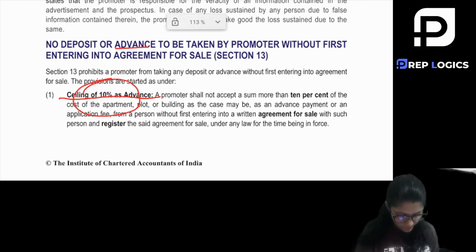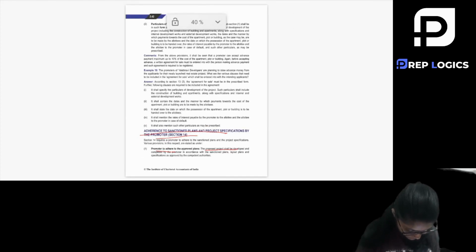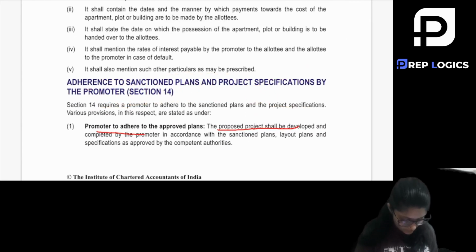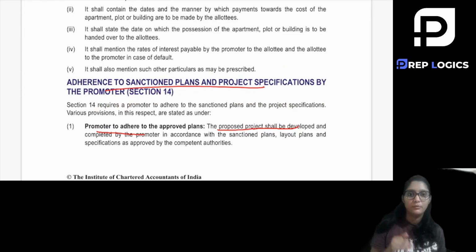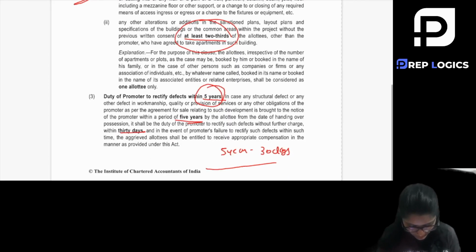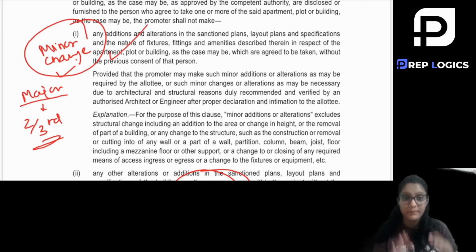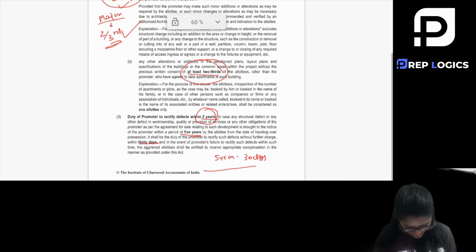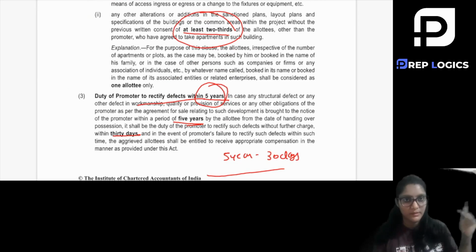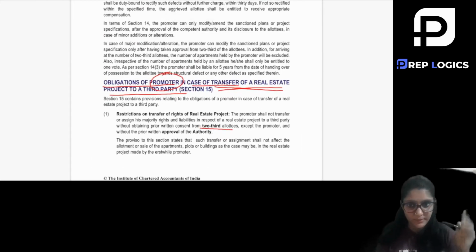Now, what is the ceiling on advance that can be taken? 10% ceiling is there, that okay, you can only take 10% as your advance. Now, the promoter needs to adhere to the plan. Whatever plan the promoter has given at the time of allotment, he needs to adhere to that plan as well. But if he wants to do any kind of minor changes, he can do that. If major changes, then he needs to take the approval of 2/3 of the allottees. If there is any structural defect, 5 years, 30 days. If there is a defect in the title, unlimited period.